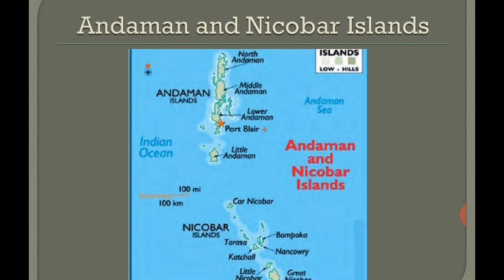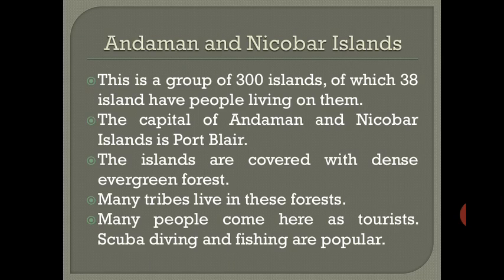See, North Andaman, Middle Andaman, Lower Andaman. And this is the capital, Port Blair. So we shall learn about Andaman and Nicobar. This is a group of 300 islands, of which 38 islands have people living on them. The capital is Port Blair, and the islands are covered with dense evergreen forest, and many tribes live in these forests.